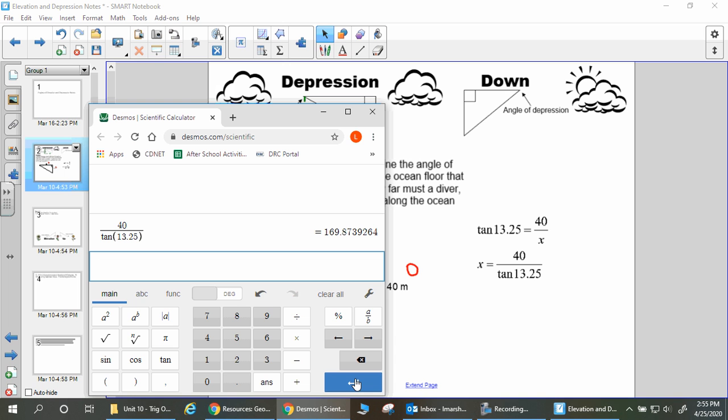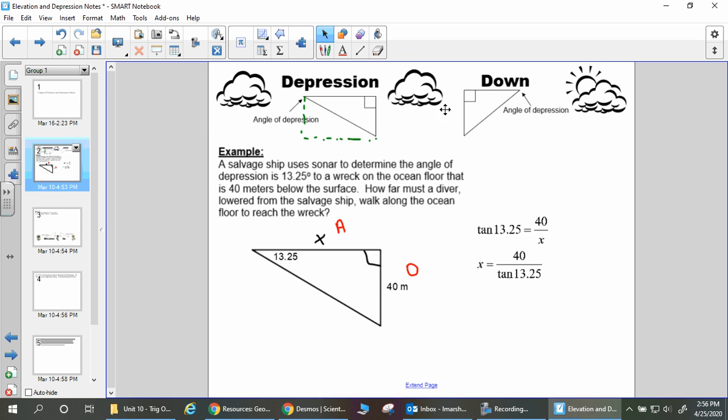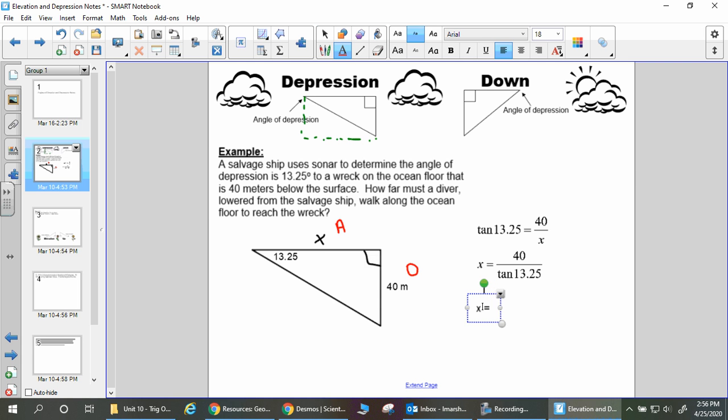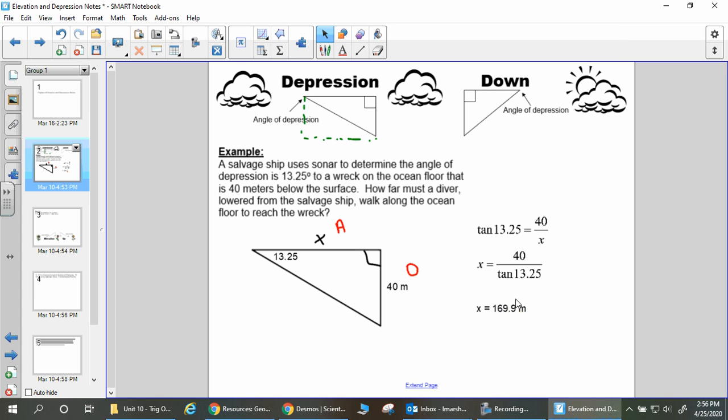169.8739, etc. We are finding a side to our triangle, so we'll keep the same rules and go nearest tenth. So the 7's going to bump my 8 up to a 9. So we're looking at 169.9. And we are talking a word problem here. So x equals 169.9. What was my unit? My unit was meters. So let's also make sure that we put meters down as a unit.